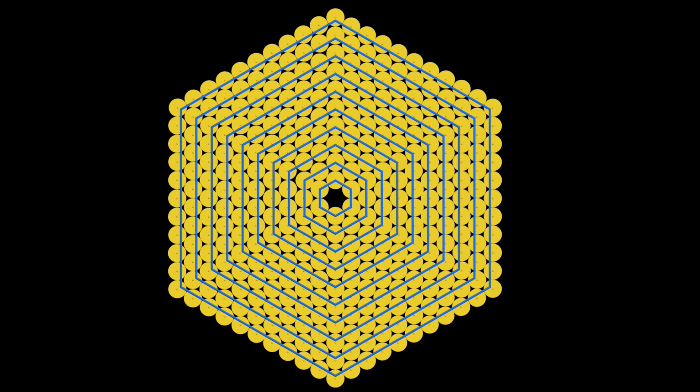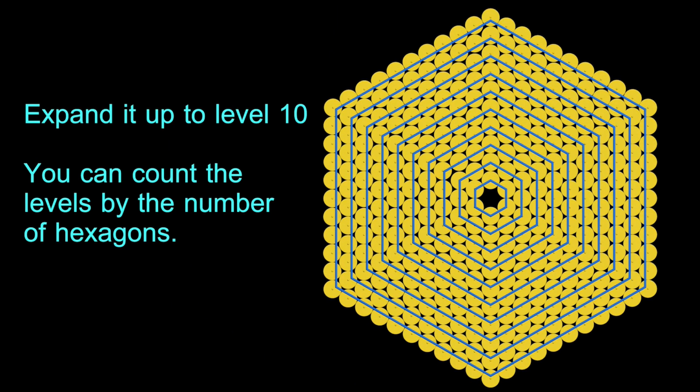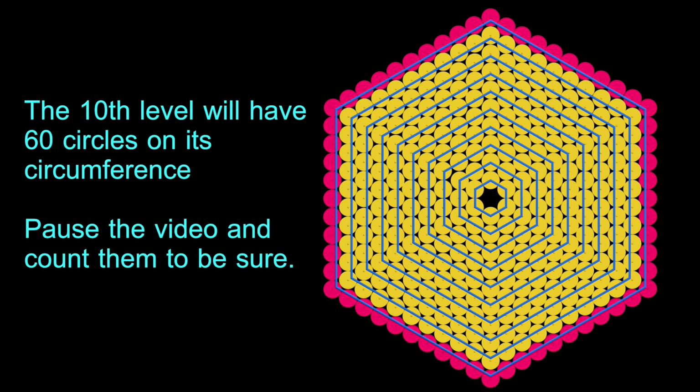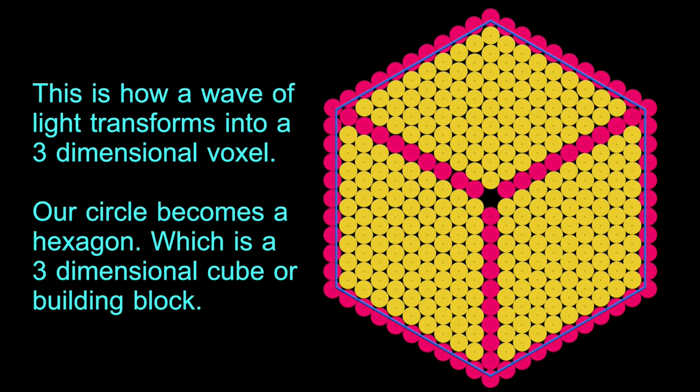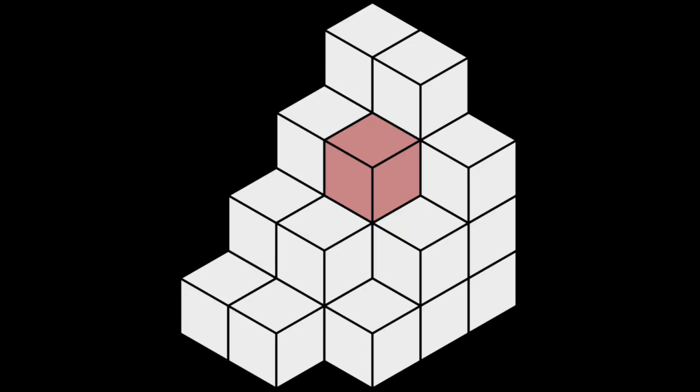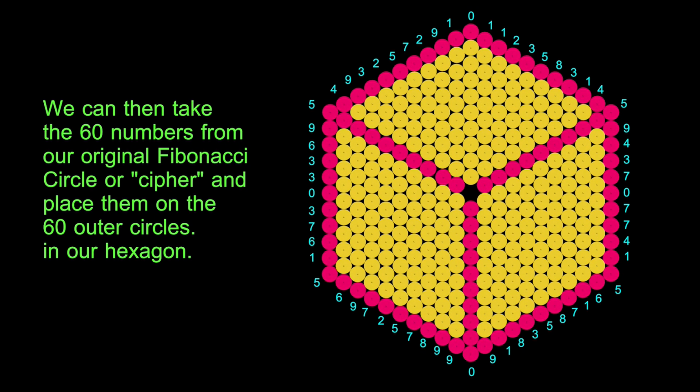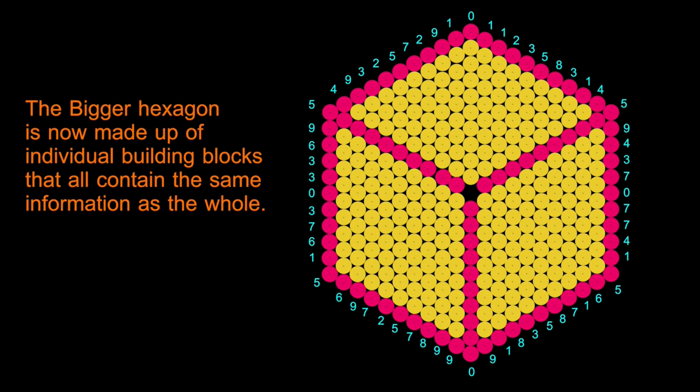If we continue outwards for 10 cycles or 10 waves, since we are using base 10 mathematics, the 10th wave will be a hexagon with a circumference made up of exactly 60 of our original building blocks or circles. The information has now radiated outward, but every individual circle or building block still contains all the information from the original. We can then take the 60 numbers from the Fibonacci digit repeat cycle, which was our first circle, and then enter those numbers onto the 60 outer circles in the final hexagon.